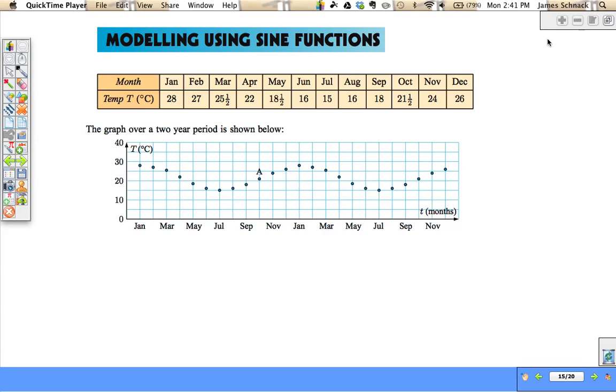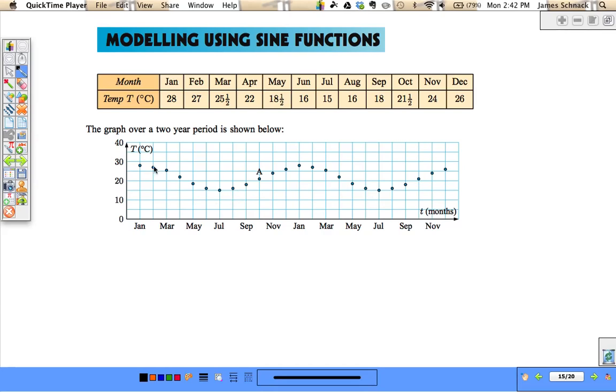We've looked at taking an equation, a function, and from that building these sine waves. Now we're going to go backwards. We're going to take a bunch of data, a bunch of points. Essentially, we're going to take a sine wave, and we're going to come up with an equation that represents it.